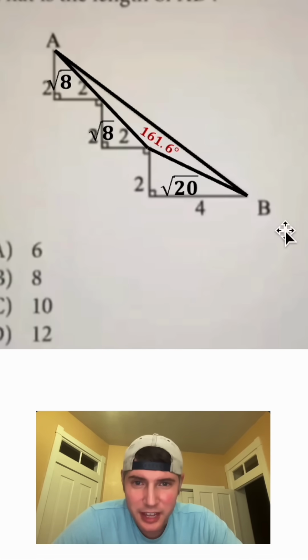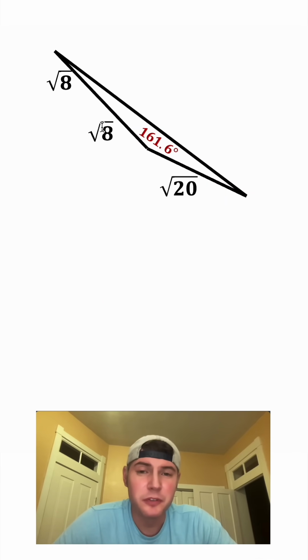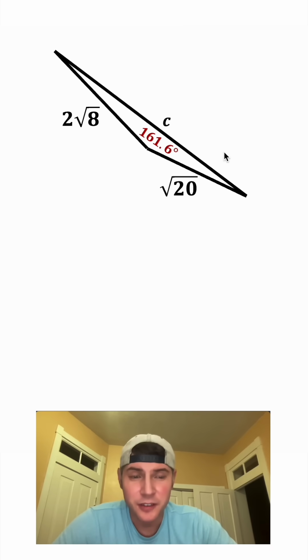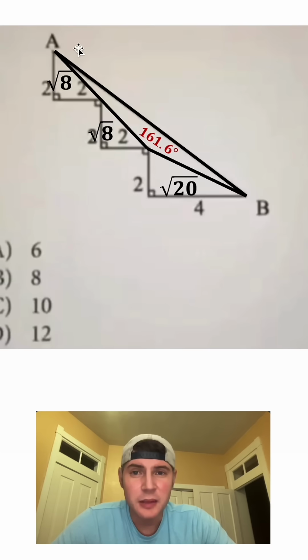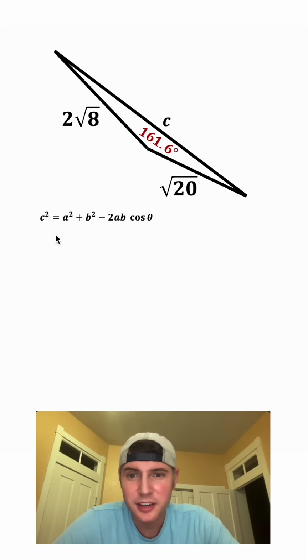Now we can connect this last side and focus on this triangle right here. So this side right here is made up of 2 square root of 8s. So let's call it 2 square root of 8. This side is root 20, and this side is unknown. Let's call the unknown side C. And in fact, this unknown side is the AB that we wanted to solve from before. So we're going to use a thing called law of cosines. Here it is right here.